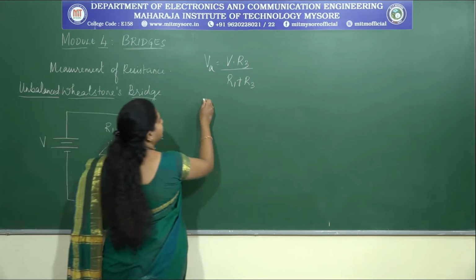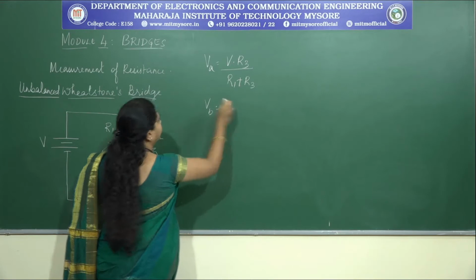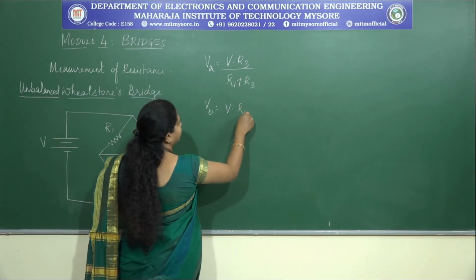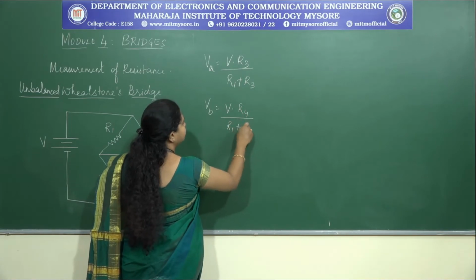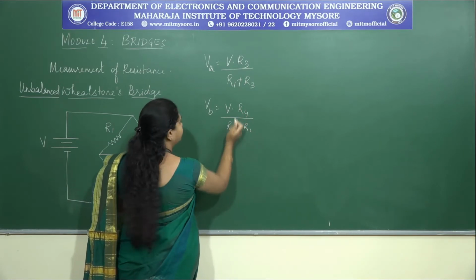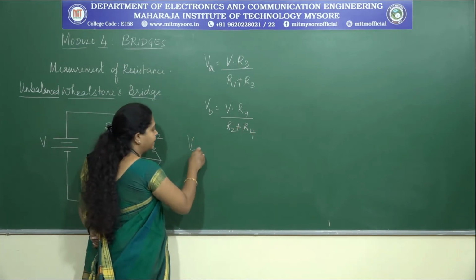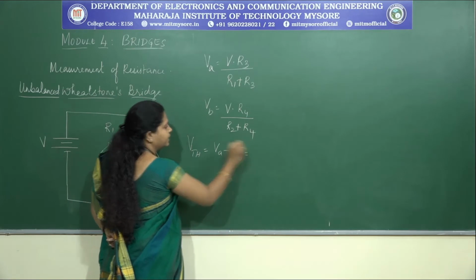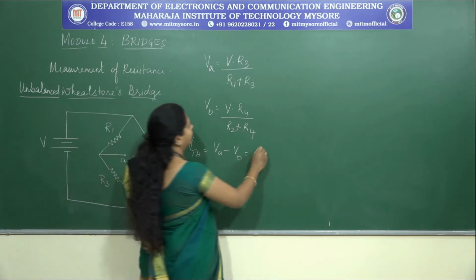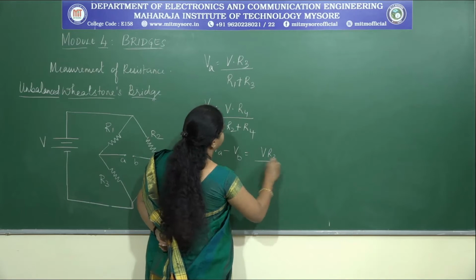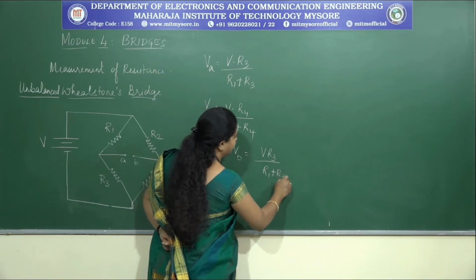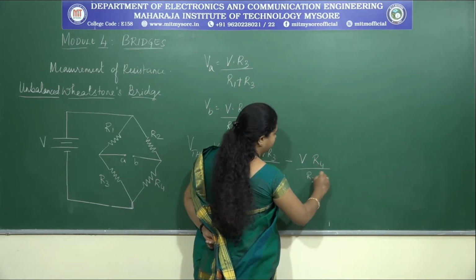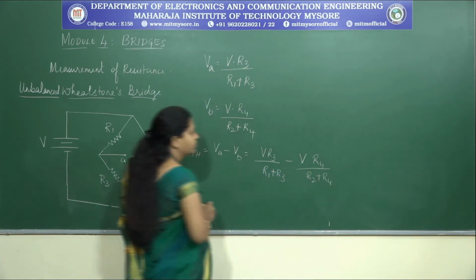Similarly, what is the potential developed across B? V into R4 divided by R1 plus R2 plus R4. Thevenin's equivalent, how do we find it? Thevenin's equivalent is nothing but VA minus VB. So, VA is V R3 by R1 plus R3 minus V into R4 divided by R2 plus R4.